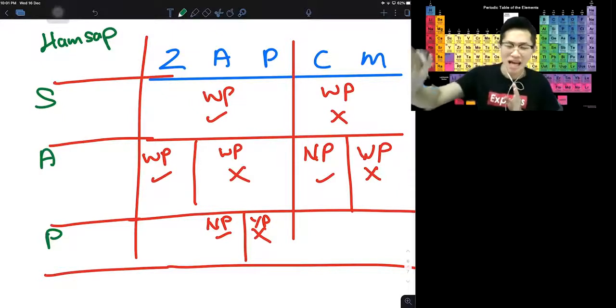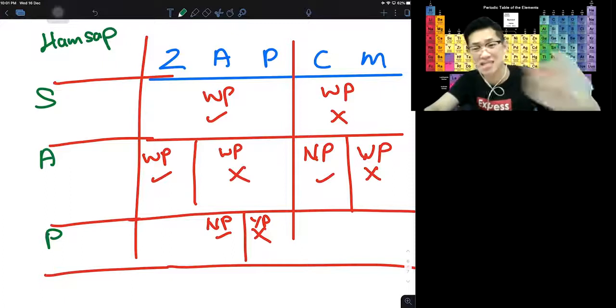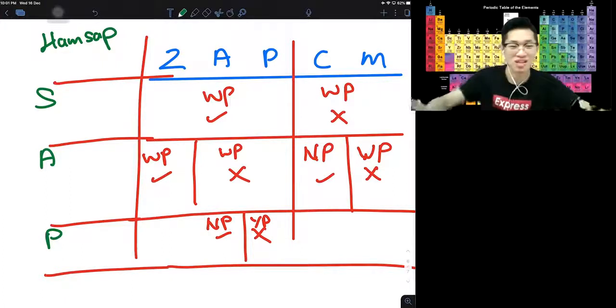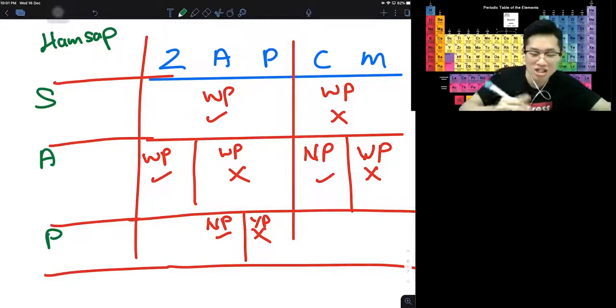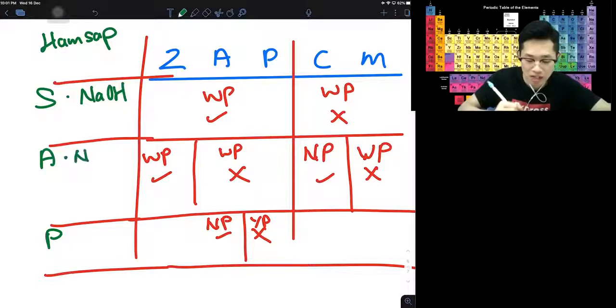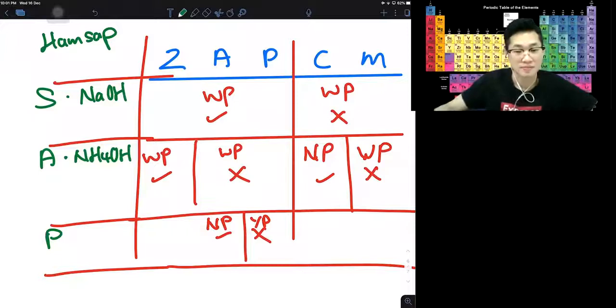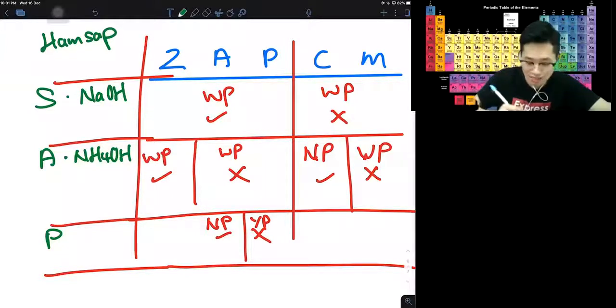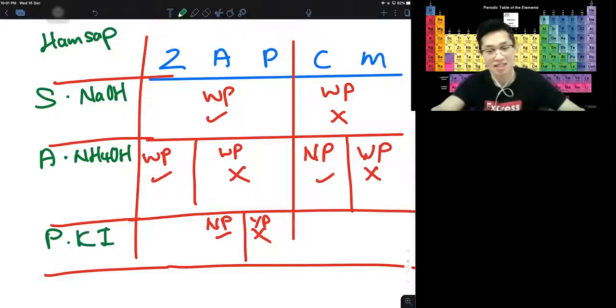So just now, in the anion test, we all used acid, right? Now we use alkaline solution. So S is actually sodium hydroxide. A is ammonium hydroxide. P is potassium, but this is potassium iodide. It is potassium iodide.